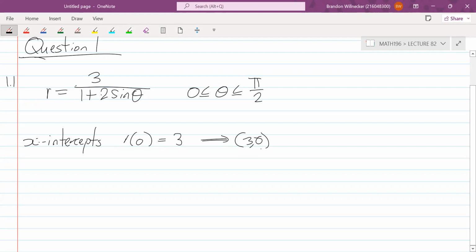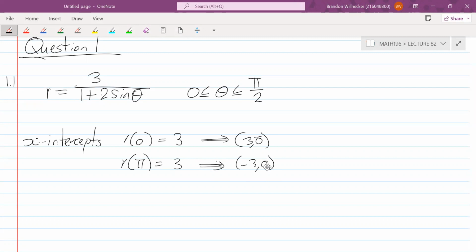The other x-intercept will happen at pi. So we flip around 180 degrees. So r of pi is going to give us 3. So we're moving in the negative x-axis 3 units. So that's going to be minus 3, 0.